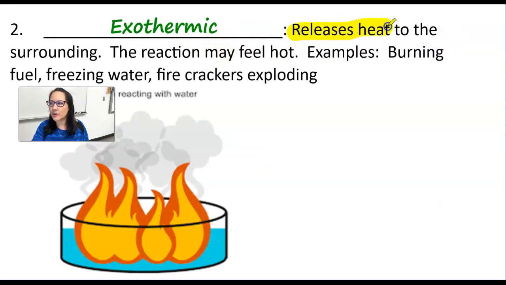That is when heat is released to the surroundings, which means that it's going to feel hot to the touch. Examples are going to be burning fuel, freezing water, firecrackers exploding, that if you feel heat being given off from a reaction, that's an exothermic reaction.